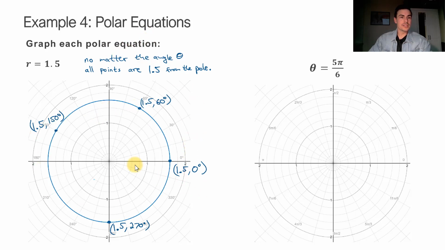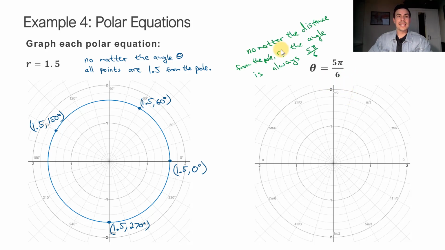It gives me what looks like a circle. So r equals some value is just having the same distance from the pole the whole time around, no matter the angle. So it's going to give me a circle on my polar grid. Now, it's a little bit different with theta equals some constant.